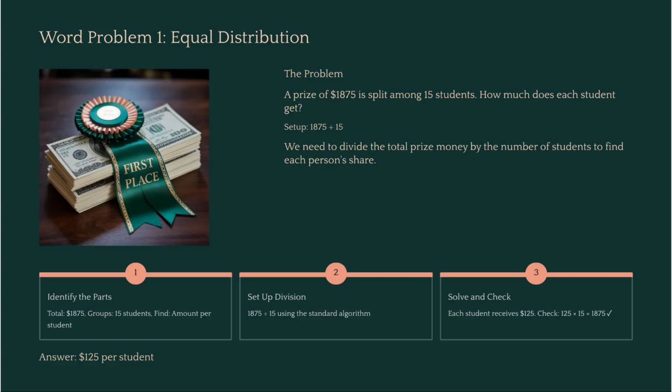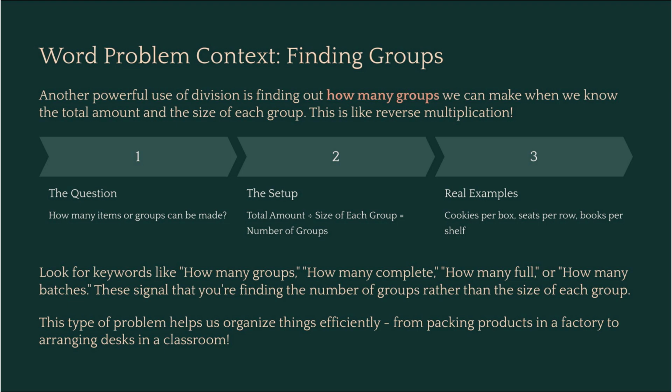Bring down the 7 to make 37. 15 goes into 37 2 times with 7 left over. Bring down the 5 to make 75. 15 goes into 75 5 times. Each student receives $125. Another type of real-world problem is finding the number of groups.